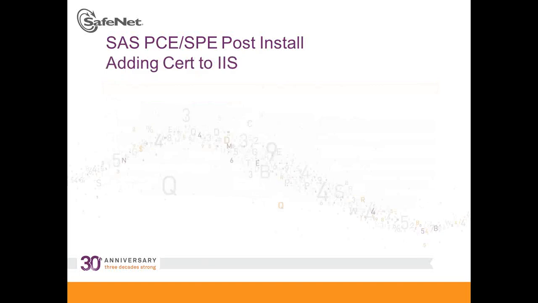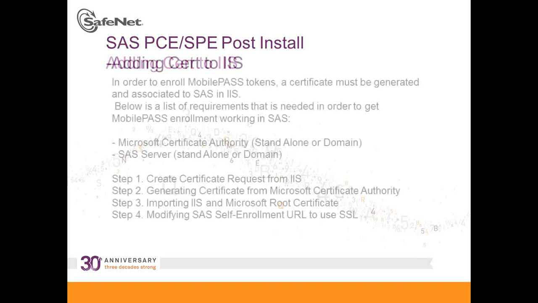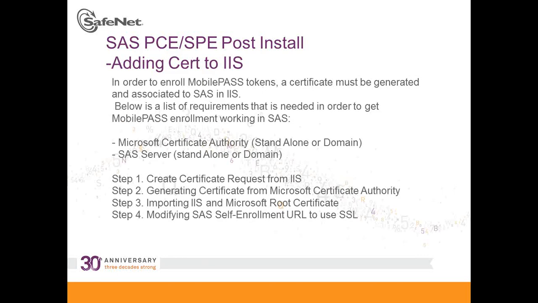So I added this section because it comes up a lot when I'm delivering PS and installing customer environments. They do ask me about adding certificates to IIS. So in order to enroll a mobile pass token as an example, a certificate must be generated and associated with SAS and IIS. There are basically two requirements. We need a Microsoft CA and we need a SAS server, either in a standalone or in a domain. And there are 4 steps to complete this process.